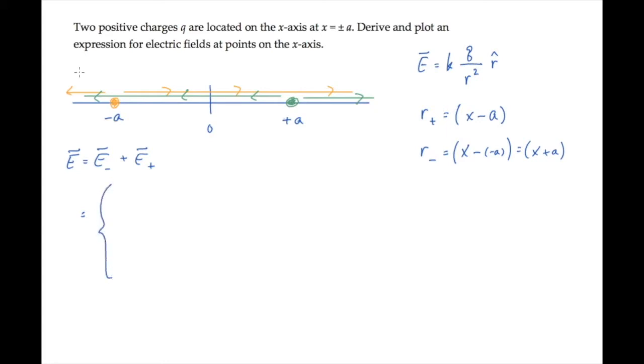To the left of both charges, which I'll call region 1, we see that both electric fields point in the negative direction. So each has a magnitude of kq over r squared, and each has a direction of minus x hat. That gives us this expression, valid when x is less than negative a.